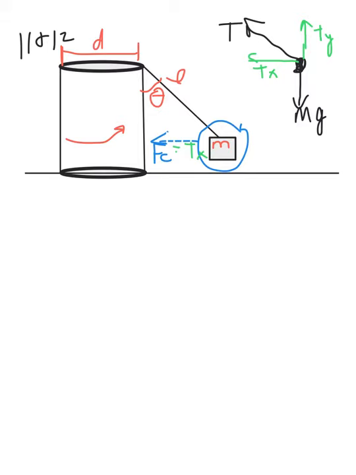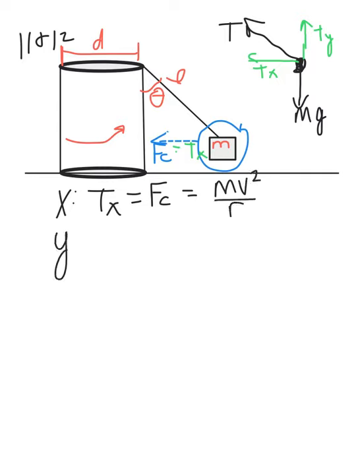So the question becomes, how will we figure out the value of these forces? So in the x direction, our net force is going to be the x tension. That will be equal to our centripetal force, which we know is equal to mv squared over r. In the y direction, our y tension is equal to the mass of the chair times gravity. Being as we know the mass of the chair and gravity, we can easily figure out what this value actually is.